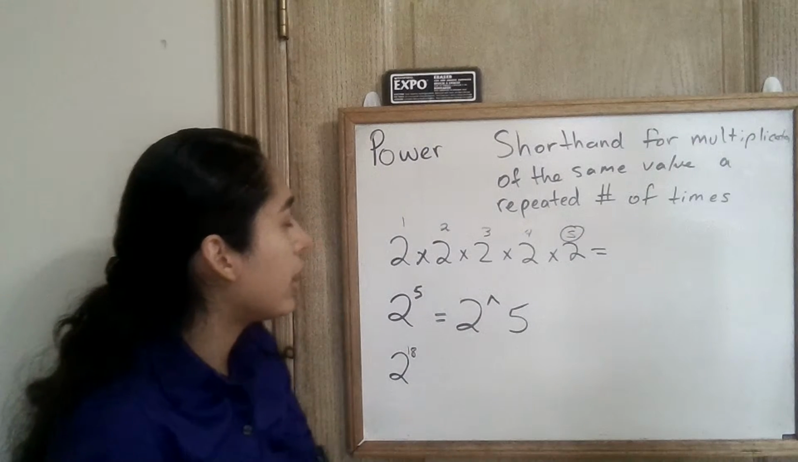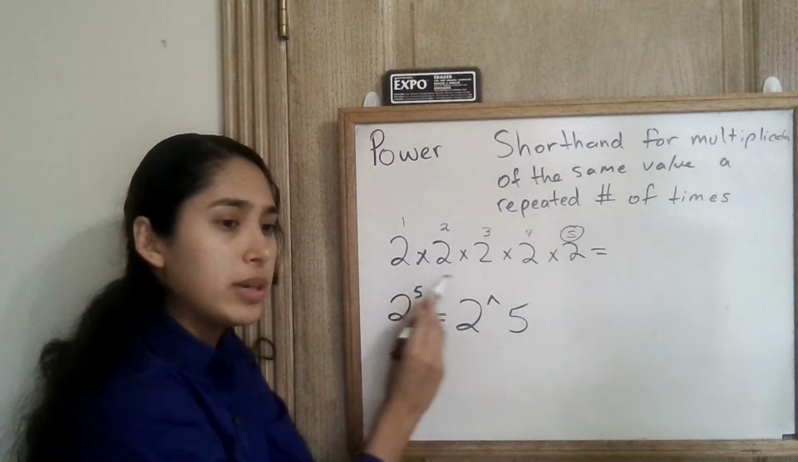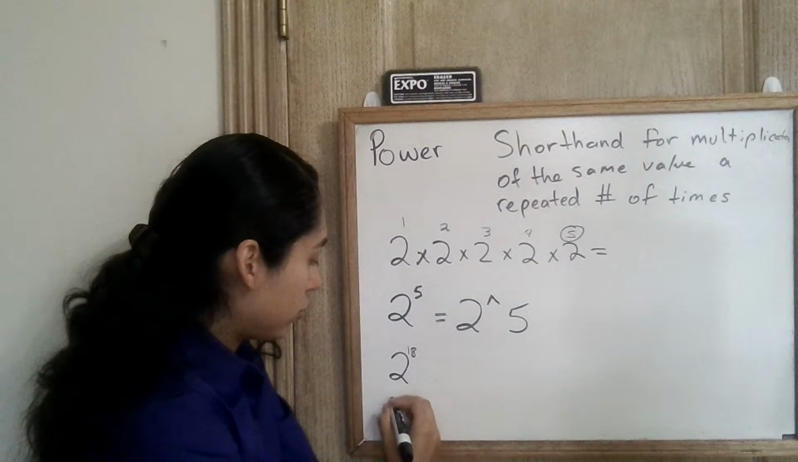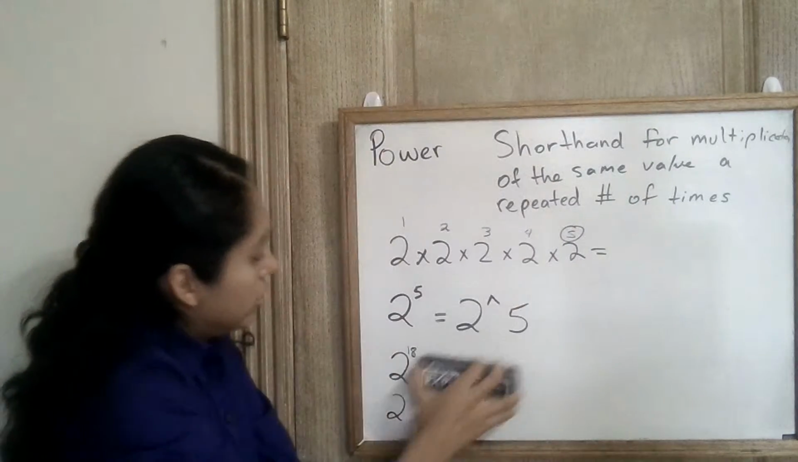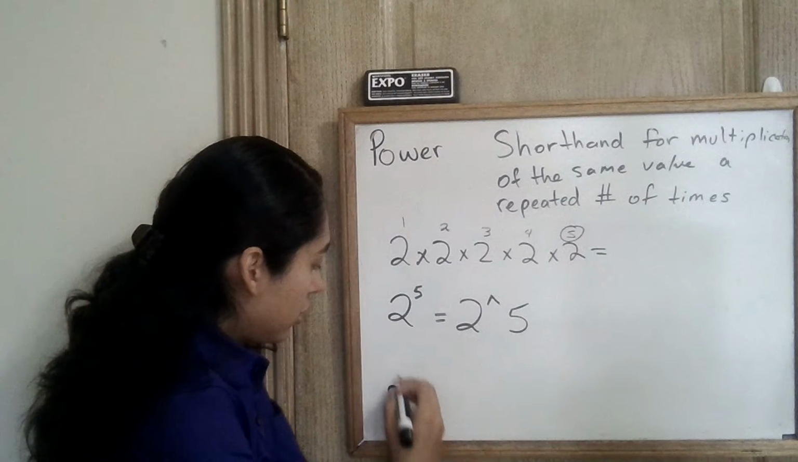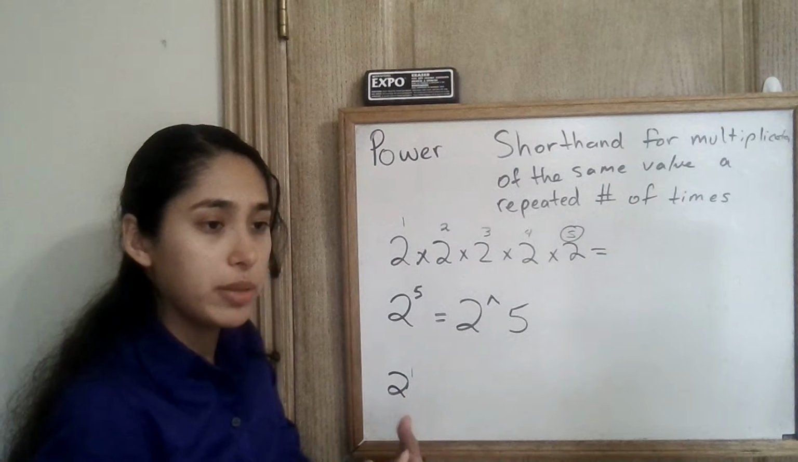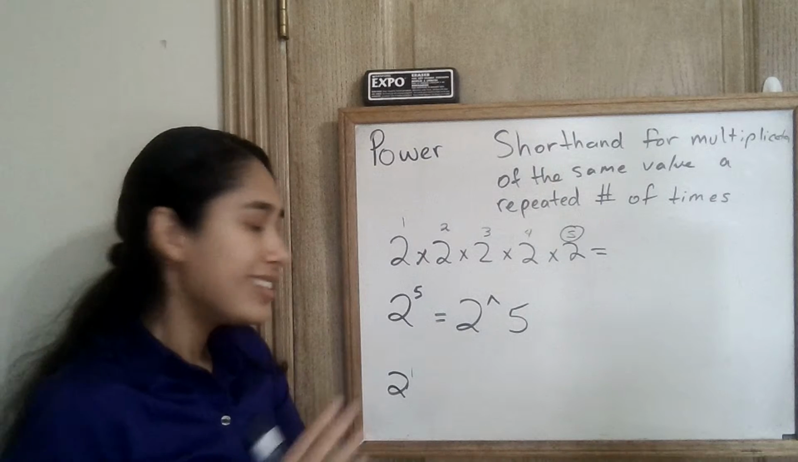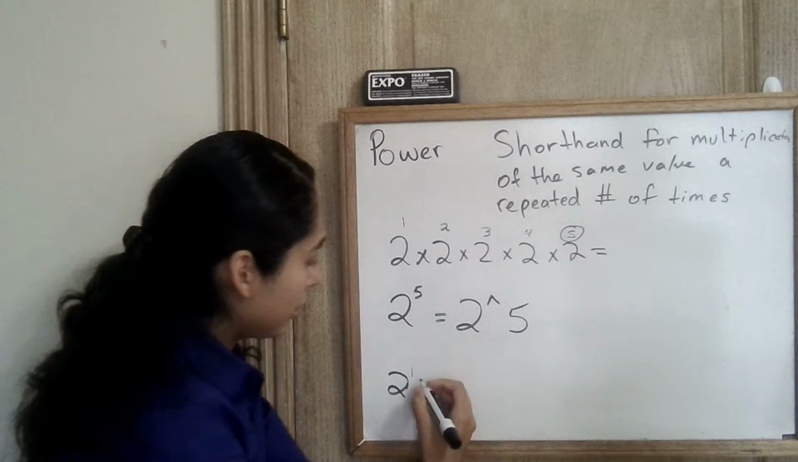Something else I want to point out is, why did I put a 1 here? When I'm multiplying 2 by 2, I'm multiplying the number twice. So let's say I have 2 to the power of 1. It's just 2 to the power of itself. Remember, whenever we multiply by 1 or divide by 1, we get the same value. The same thing with powers. It's going to be 2.